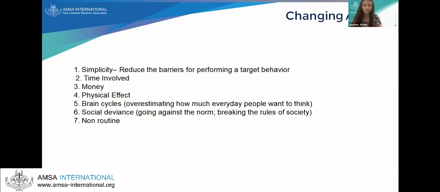Six, the social deviance. For instance, does your intervention ask people to go against the social norm, breaking the rules of the society? And lastly, that is the non-routine.